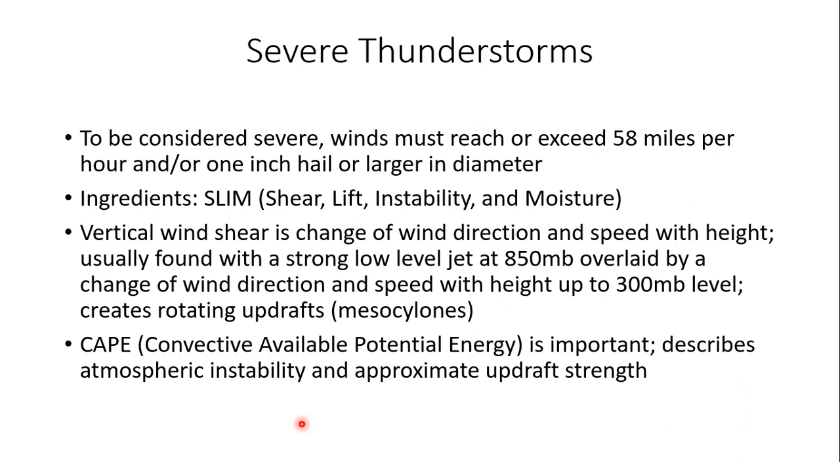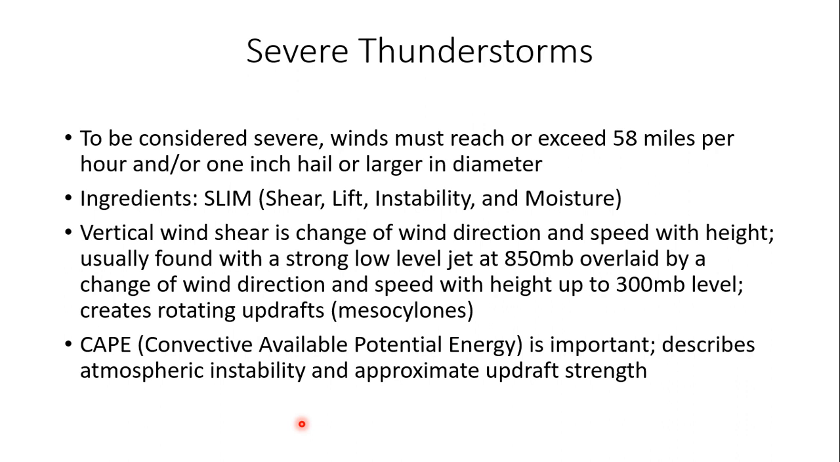Vertical wind shear, again, is just a change of wind direction and speed with height. It's usually found with a strong low-level jet at about 850 millibars or 5,000 feet, overlaid by a change of wind direction and speed with height up to the 300 millibar level or 30,000 feet. And that creates those rotating updrafts, those mesocyclones.